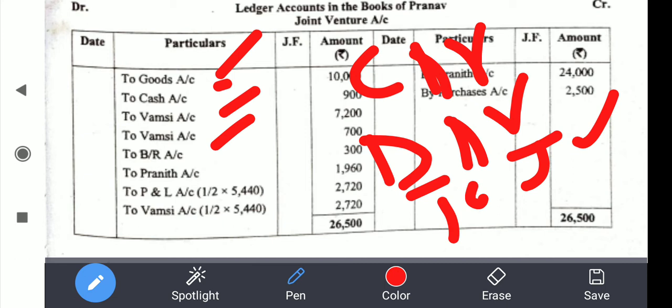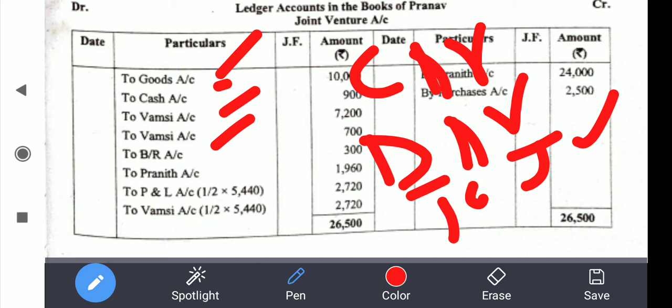Okay. Going to the sales point of view, we only have to write one journal entry for the credit side of the joint venture account. That is Pranith account debit to joint venture. Who sold this? Pranith. Pranith sold these items. So we have to write the journal entry: Pranith account debit to joint venture account. So go to the credit side of joint venture and we have to write Pranith account 24,000. 24,000 is the next.